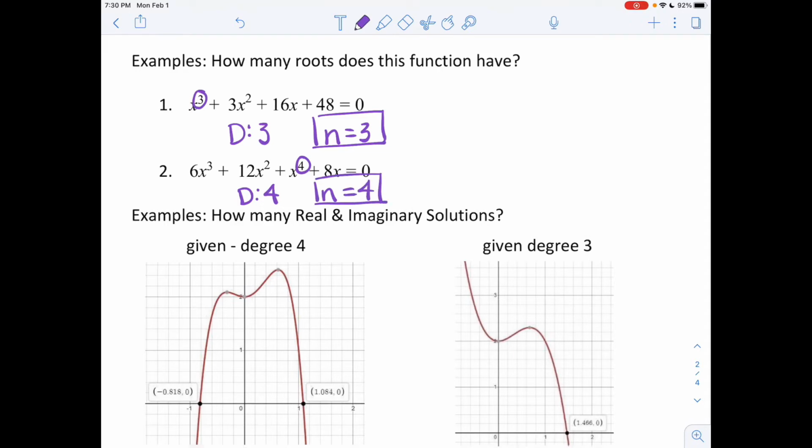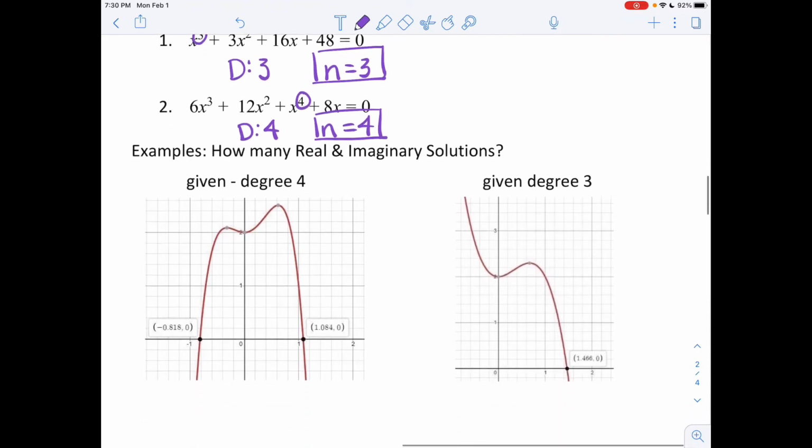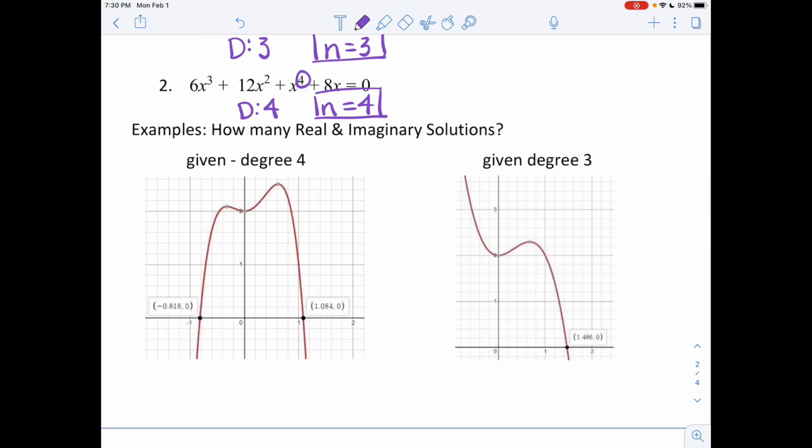Finally, let's look at some graphs and identify how many real and imaginary solutions that I have. So this first graph, I can tell that it's an even function because I have arrows that would go down here and here. In fact, you could even draw those if you wanted to. And we are told that it's a degree 4. So if it's a degree 4, I am expecting 4 solutions. How many can I see here? I only see 1, 2.